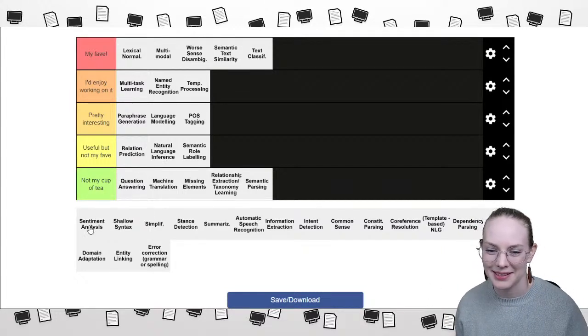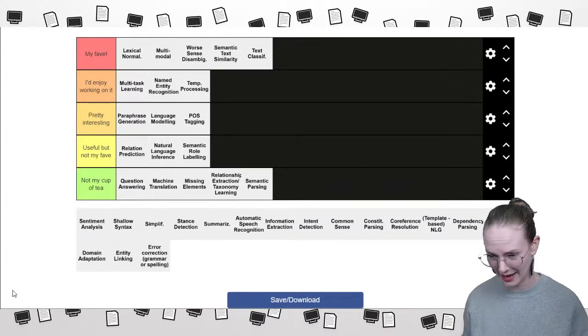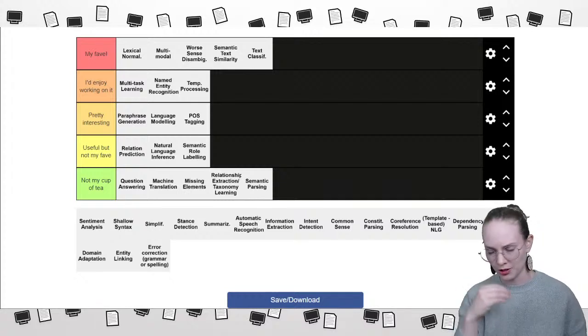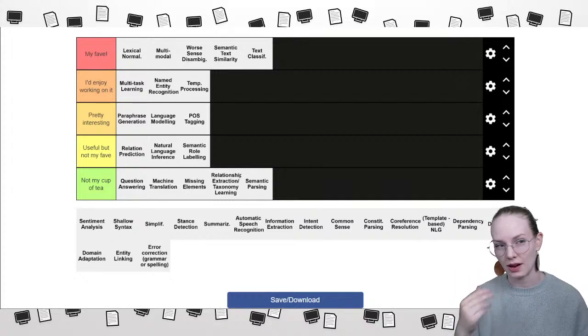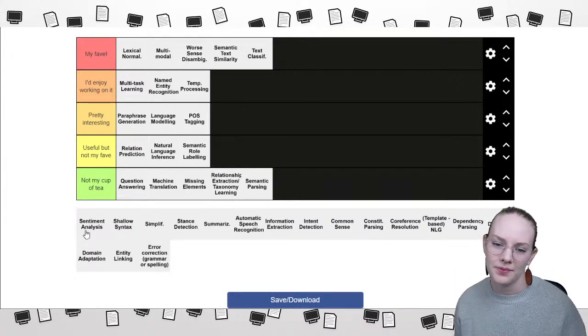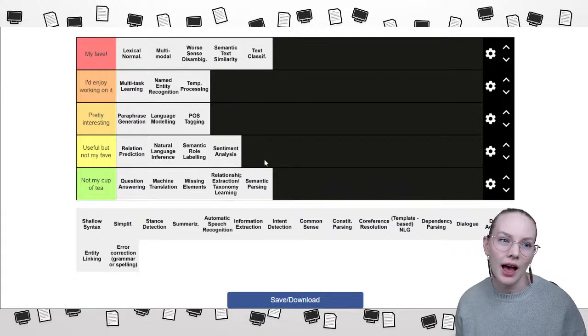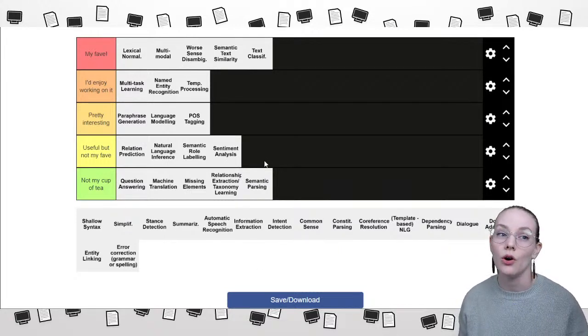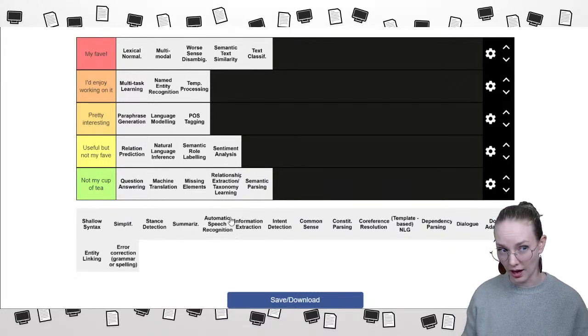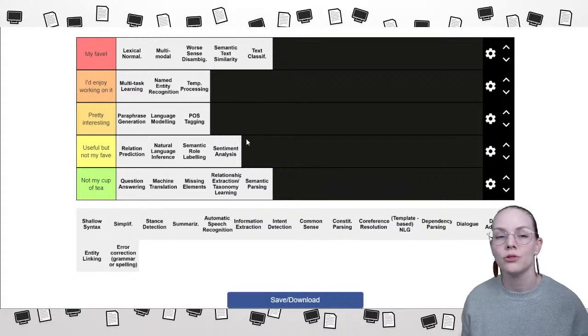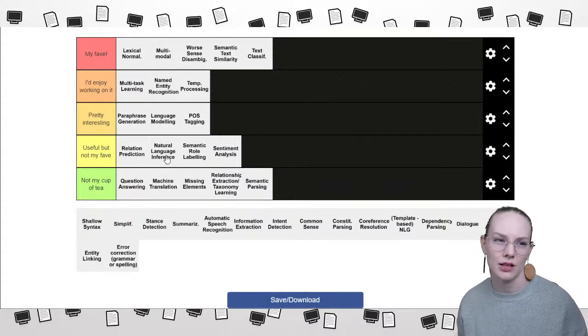Sentiment analysis. So this is like looking at a text and figuring out how the person who wrote the text was feeling or trying to convey that they were feeling. And I would say that this is useful, but not my fave. I find that it tends to get overused a lot. So there's a lot of tutorials on how to do easy sentiment analysis. There's a lot of dictionary based techniques.